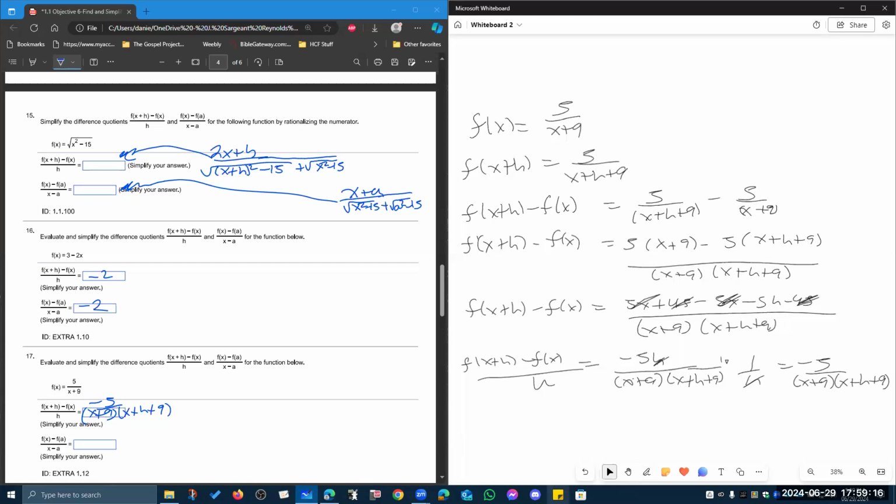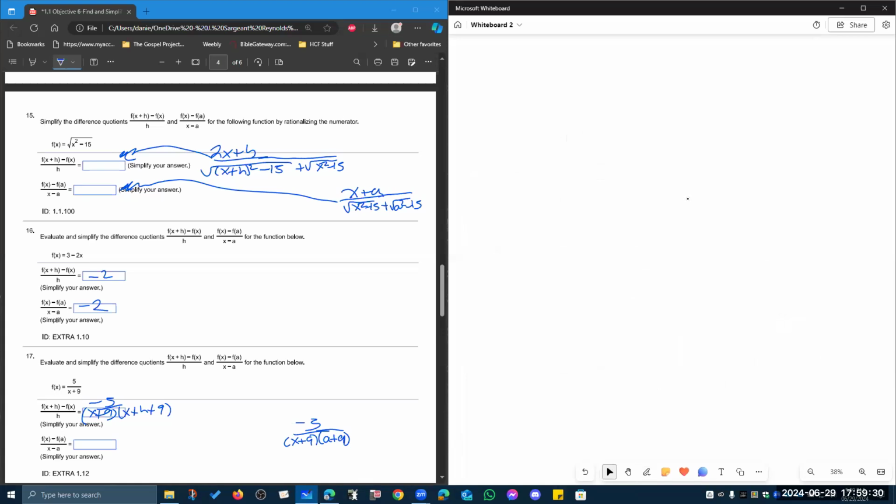I think we're going to get this. Let's see if we're right, okay? So f of x is equal to 5 over x plus 9. And f of a is going to be 5 over a plus 9.